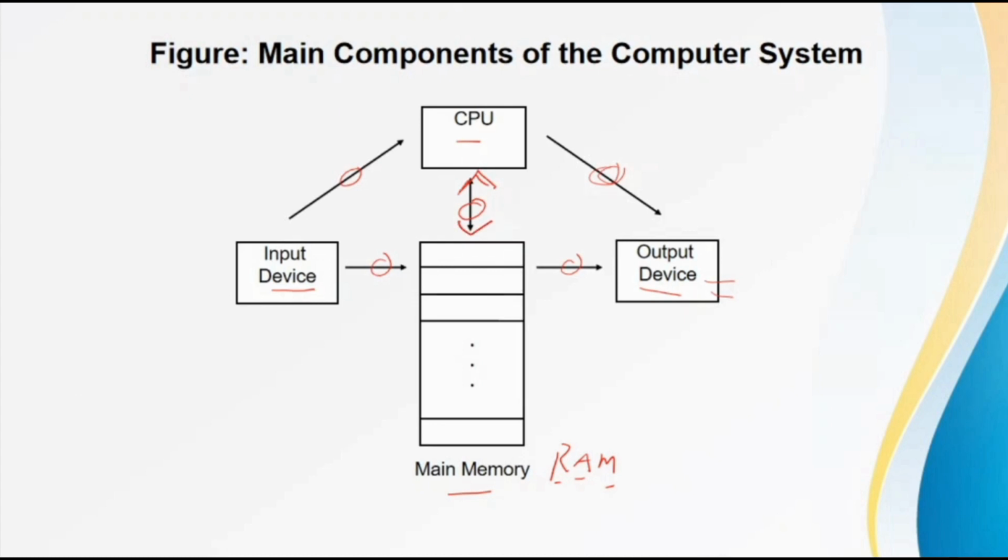We call this a bidirectional arrow line, since it has two directions. Bi means two. Data can flow from the main memory to the CPU, or it could also flow from the CPU going to the main memory.